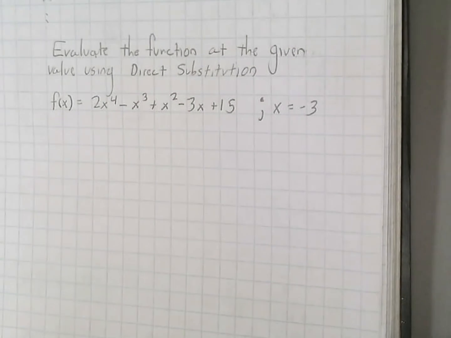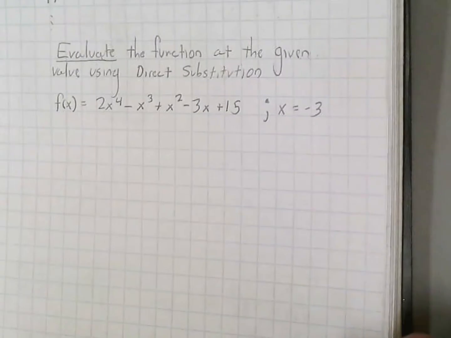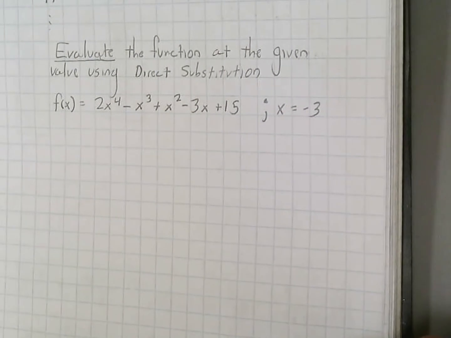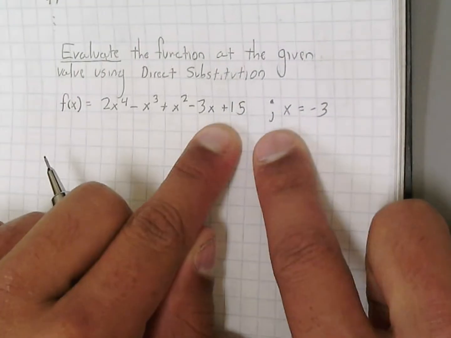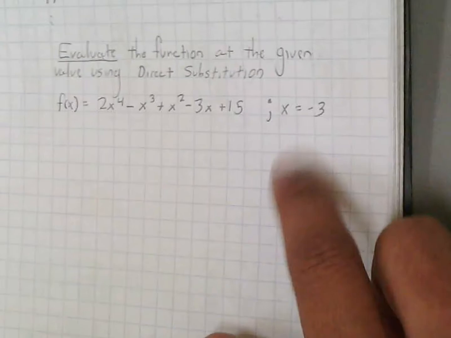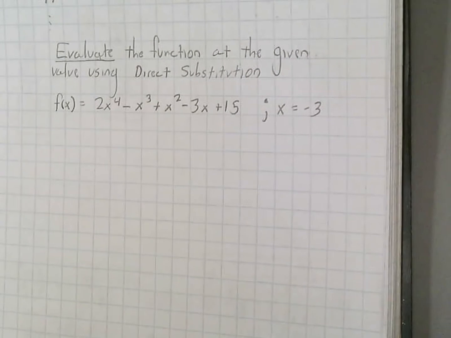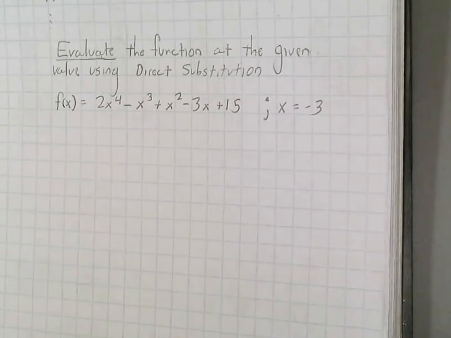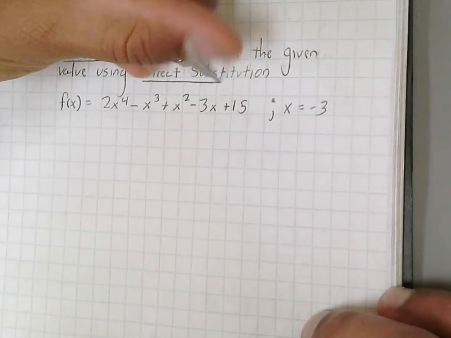Okay, the directions for this question say to evaluate the function at the given value using direct substitution. To evaluate a function means to figure out what the output is at a given input. It says evaluate the function f of x when x is -3. So if our input is -3, what's the output? If the x value is -3, what's the y value? And we can do that using what's called direct substitution.